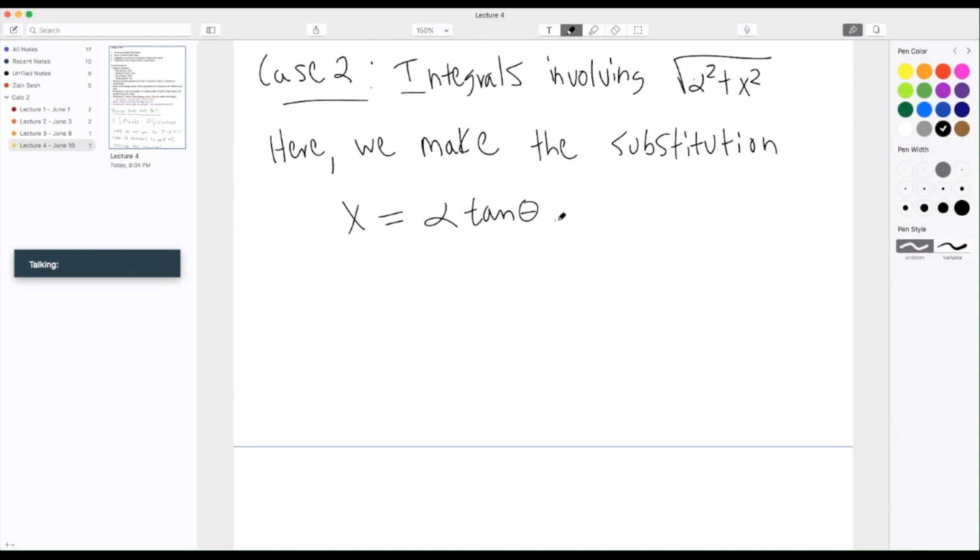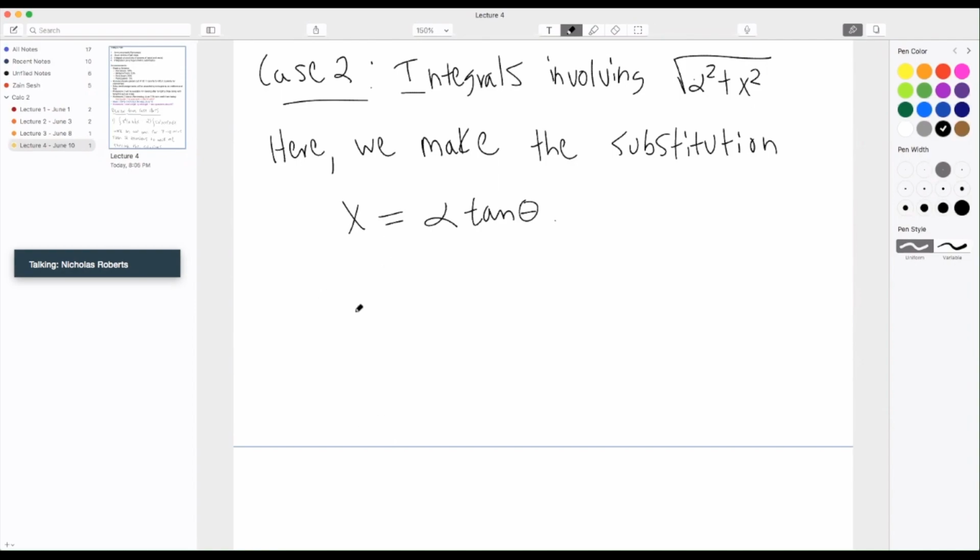And why do we do that? I'm not going to write out the whole thing like I did before, but essentially, if you factor out an alpha squared from this radical, and it comes out as an alpha, you have 1 plus something squared, and 1 plus something squared resembles the trig identity 1 plus tangent squared. So that's the intuition as to why we do this substitution.